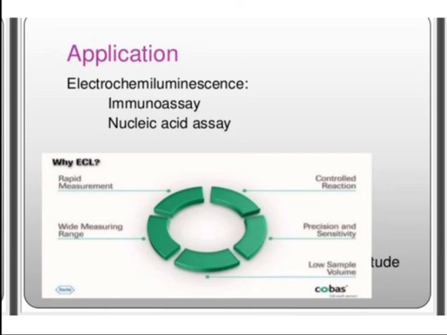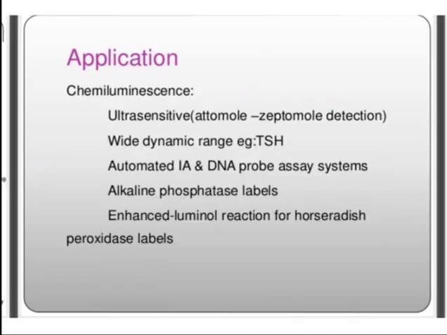Again I will repeat it. The electrochemiluminescence analysis is a faster or rapid analysis method. Then it is a computer control system, or the controlled reactions are there. Then the precision and sensitivity are greater. Sample volume required for the analysis is very less, and it measures a wide range of samples.